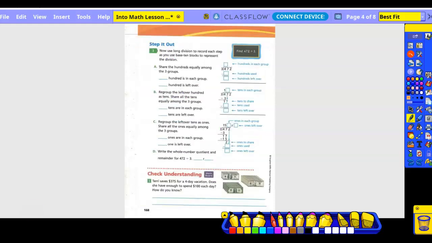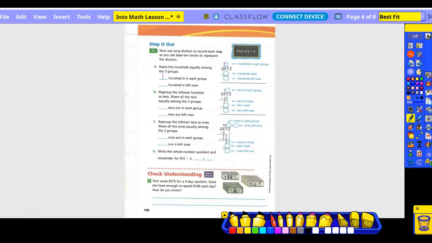Okay, so step number 3. Now use long division to record each step as you use base 10 blocks to represent the division. Okay, so we're moving into the house where the dividend is inside, the divisor is on the outside, and you're finding the quotient up top. Okay, so share the hundreds equally among the 3 groups. So blank 100 is in each group. How many times can we put 3 into 4? You can put it in once. 1 time. So we can do 100 in each group.